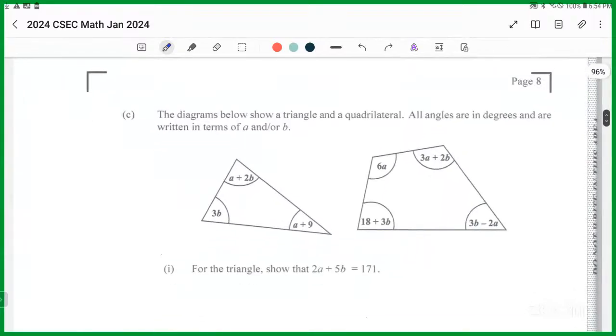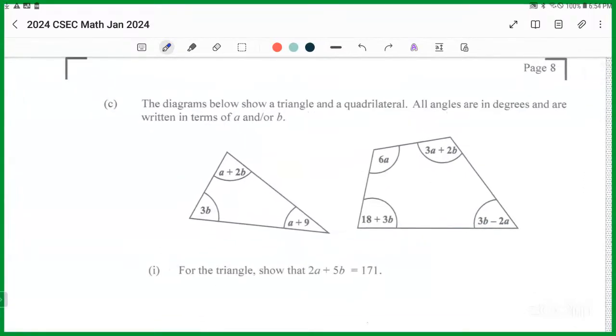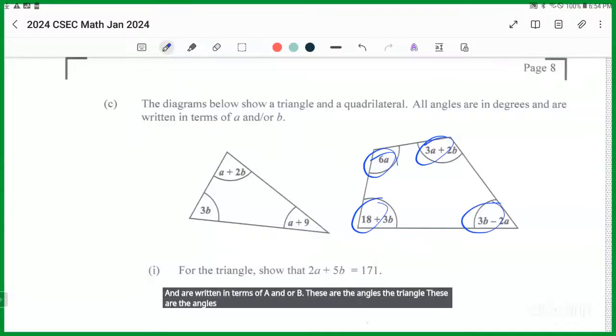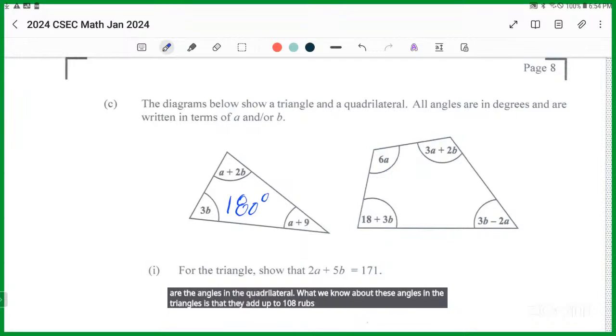The question says, the diagram below shows a triangle and a quadrilateral. All angles are in degrees and are written in terms of A and/or B. These are the angles in the triangle. These are the angles in the quadrilateral. What we know about the angles in a triangle is that they add up to 180 degrees. What we know about the angles in a quadrilateral is that they add up to 360 degrees.